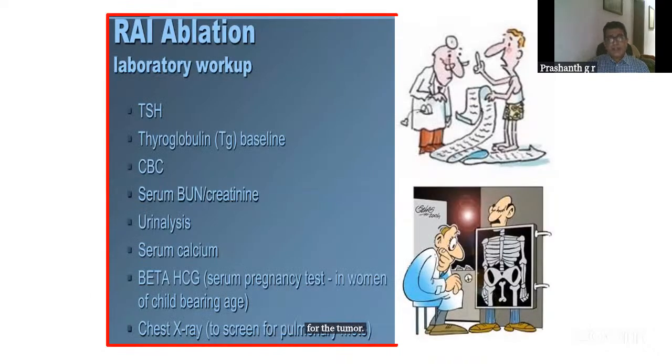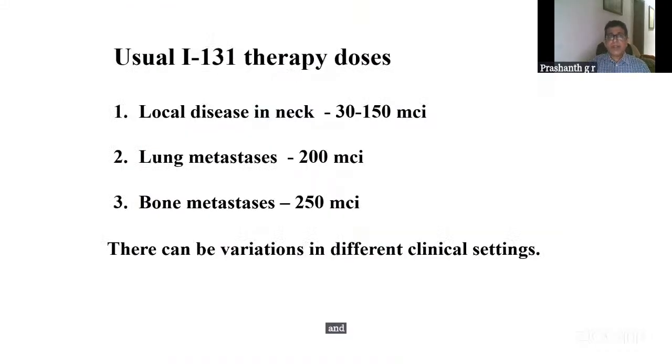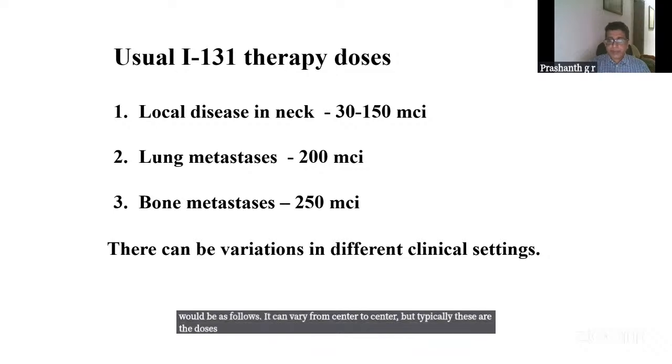These are a few other investigations that are recommended for your patients. And typical doses would be as follows. It can vary from center to center, but typically these are the doses that are administered to your patient for treatment with radioiodine.